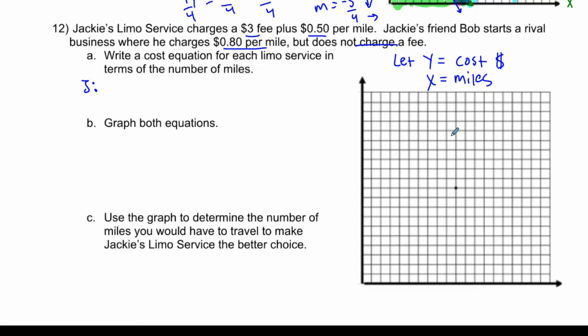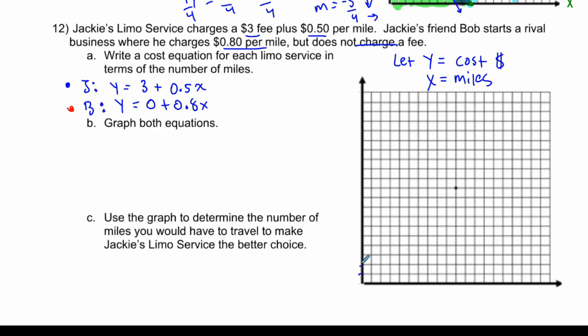We know that's the case because the cost is dependent on the miles, right? Your y is always your dependent variable. So the cost is a starting fee of $3 plus 50 cents per mile. Bob has no starting fee plus 80 cents per mile. Let's see which one is the better deal.